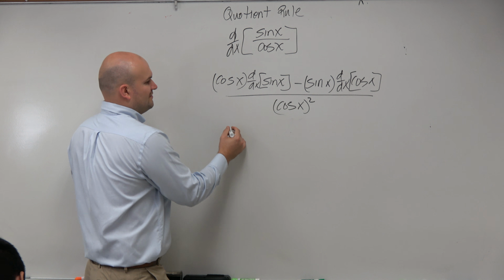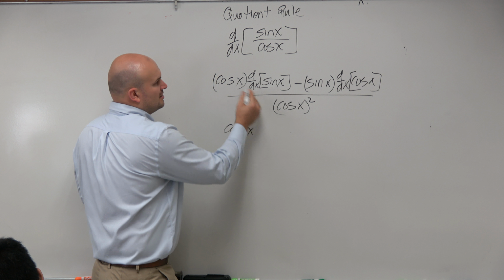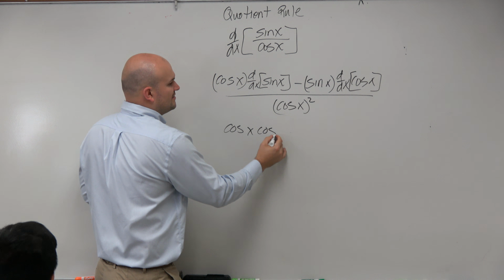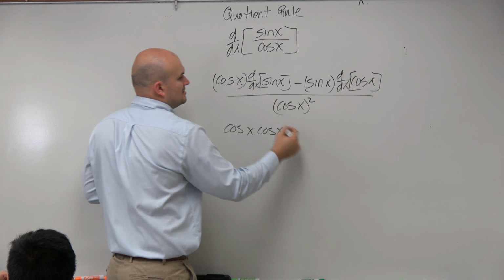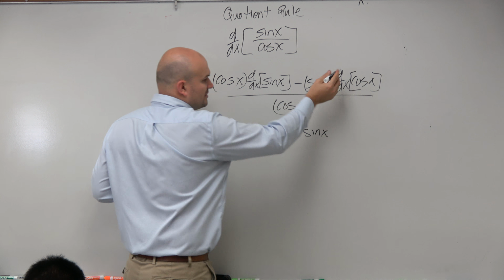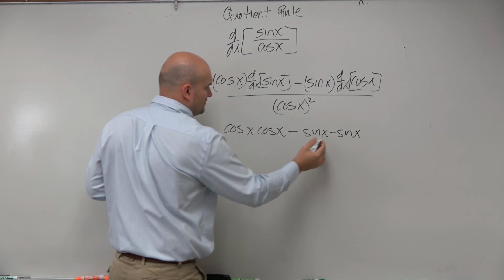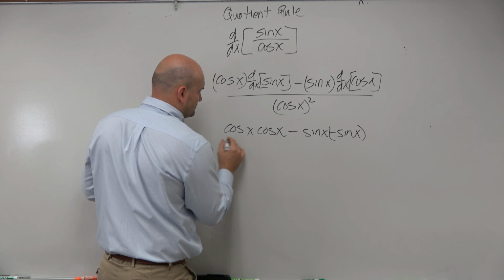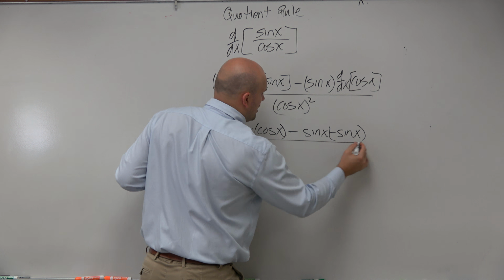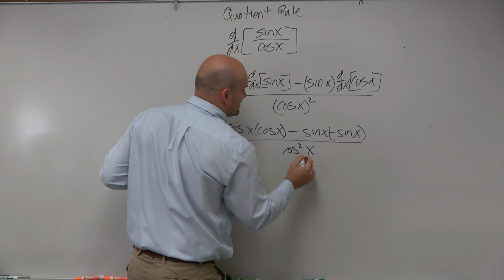All right, so let's figure this out. We have cosine of x, derivative of sine of x is cosine of x, minus sine of x, derivative of cosine of x is negative sine of x. These are multiplied by each other. All over cosine squared of x.